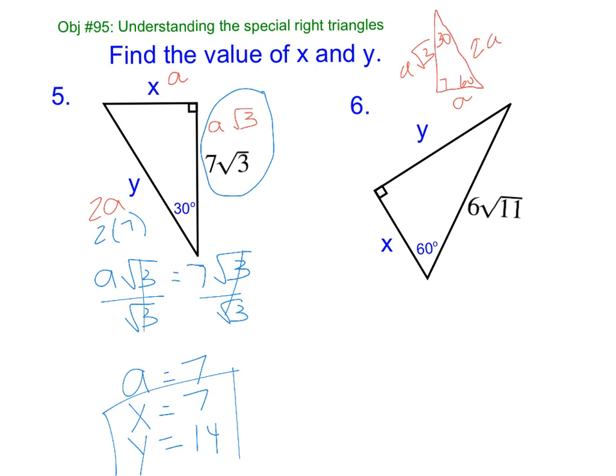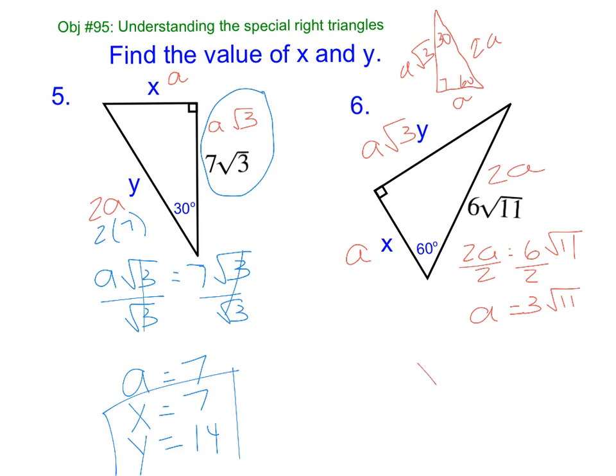So I'm going to label my triangle again. So this is X is A again. Y is A root 3. And our hypotenuse is 2A. So this time we have 2A equals 6 root 11. Divide by 2 to solve for A. Remember, you can divide the plain numbers. You're not allowed to divide into a radical unless it's also one radical. All right, so A is 3 root 11. So that means X equals 3 root 11.